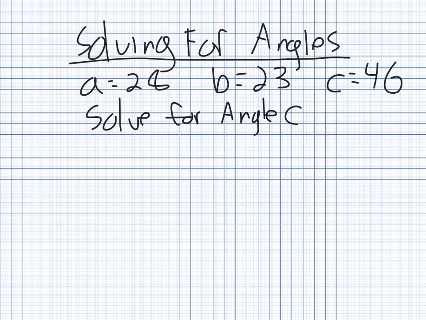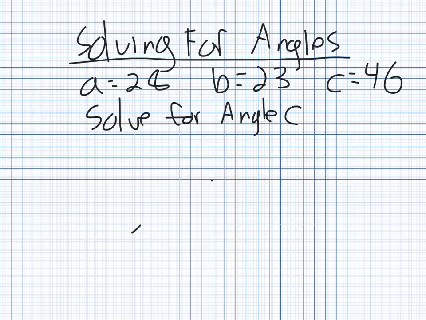I'm going to do a quick screencast on using the cosine law to solve for angles in non-right angled triangles. So here's the question. Remember that small letters represent side lengths and big letters represent angles in a triangle. We have a triangle with one side 28, another side 23, and another side 46. Remember, I always just draw the same triangle every time because it's hard to know where things are.